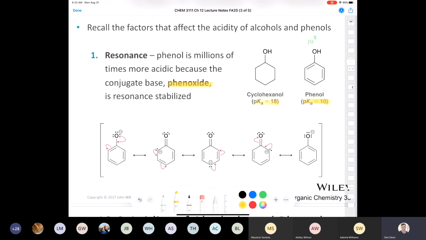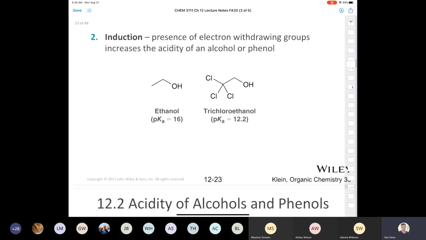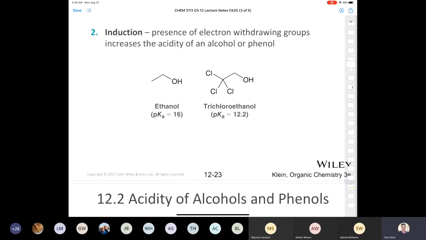It's stabilized, okay? Whereas if you were to draw the conjugate base of cyclohexanol, and you can do that if you want, we would end up with this, and there's no resonance structures that we can draw, okay? So resonance is the first one. What else? Induction, and this shouldn't be a huge stretch for anybody.